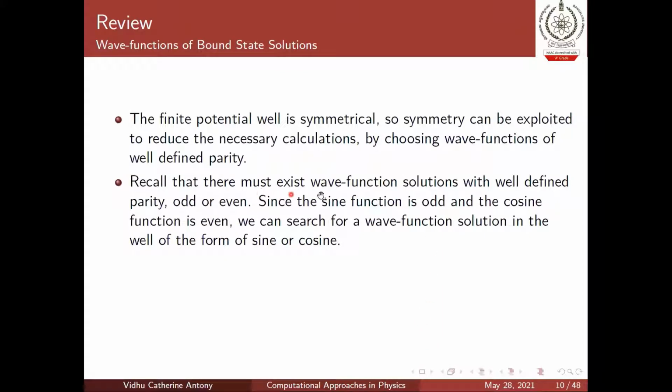So what you have here is a wave function with well-defined parity, odd or even functions. You would have a sine class and a cosine class. You would have two different classes and they do not overlap. The solutions are independent of each other. They do not overlap.